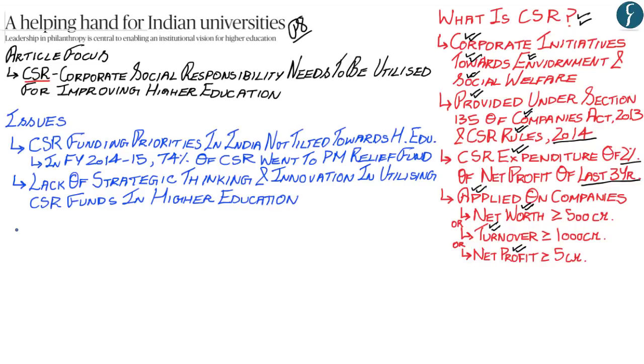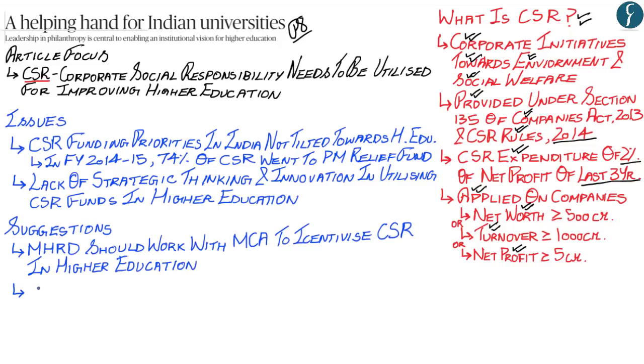Now, let us understand the various suggestions given by the author on how CSR funds can be utilized for improving higher education. Now, the first suggestion given by the author is that the Ministry of Human Resource and Development should now work with the Ministry of Corporate Affairs to incentivize CSR in higher education. Is applying the recommendations of the Narayan Murthy Committee on Corporate Governance.